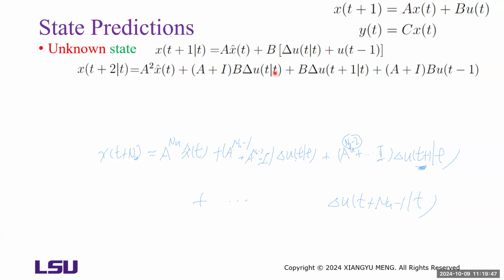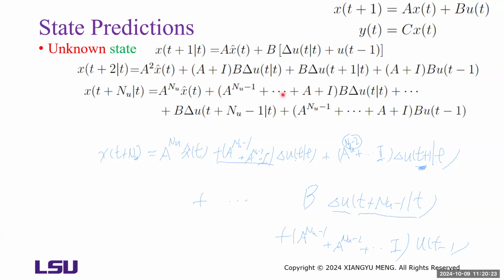Then the last one will be delta u t plus nu minus 1|t, corresponding to A to the power of 0, so the last one will be B. Then the last one should be u t minus 1. Its coefficient will be the same as delta u t|t, so it'll be A to the power of nu minus 1, A to the power of nu minus 2, and so on. Then we have I here. So this is the equation to predict x t plus nu conditional on t.